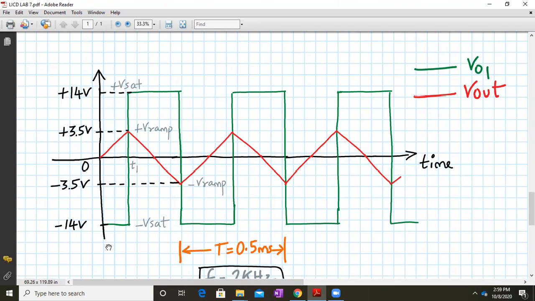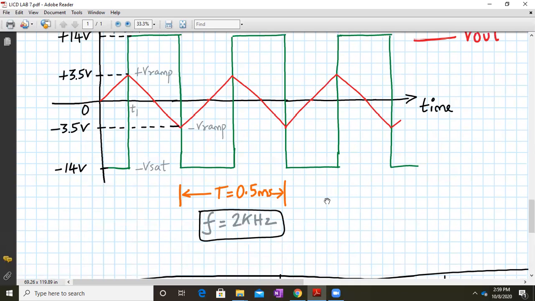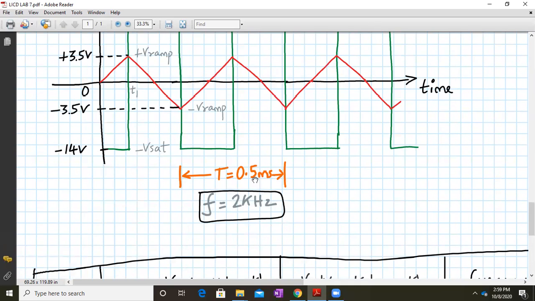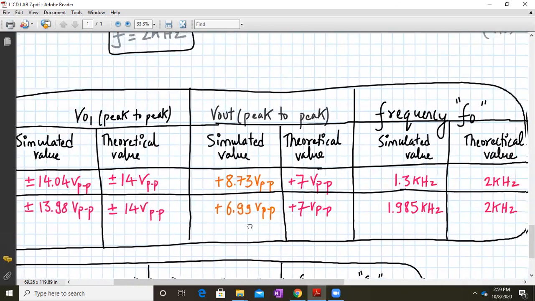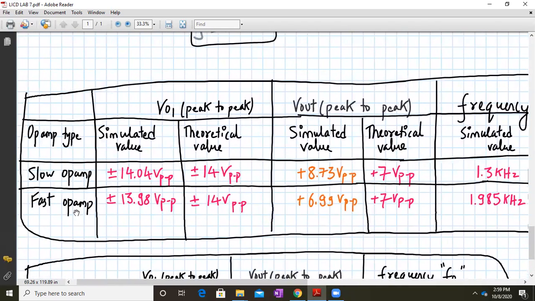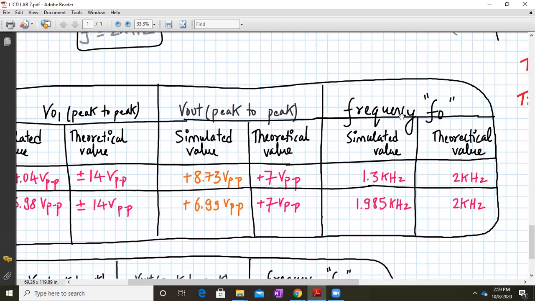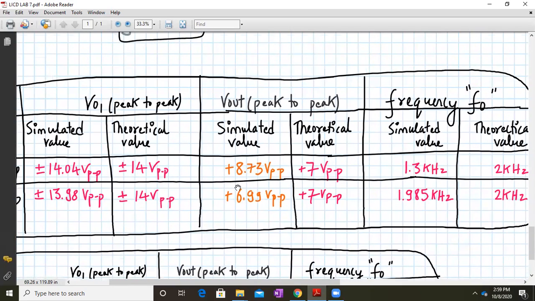For a high speed op amp, you will get similar waveforms. So my Vout is my triangular wave, whose peak to peak value should be around 7. You measure it in LTspice using the cursor. Similarly, you note down the peak to peak amplitude of the square waveform, which is VO1. You also measure the time period, whose inverse will give you the frequency. So write down the observation table. This is the way you will write down the observation table for the slow speed op amp and for the fast op amp: VO1 peak to peak, Vout peak to peak, and frequency. Simulated and theoretical values you can mention over here.